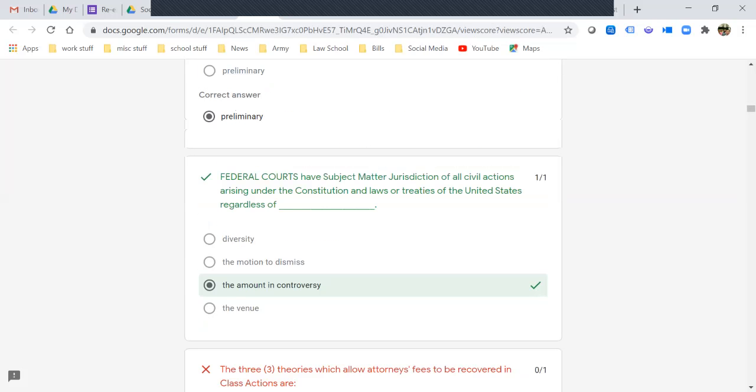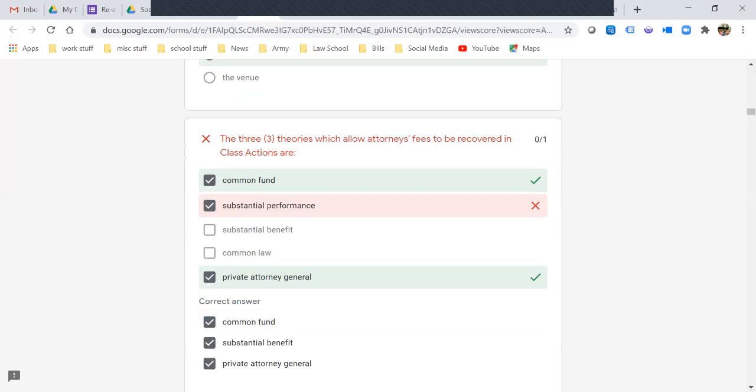Federal courts have subject matter jurisdiction of all civil actions arising under the Constitution, laws, or treaties of the United States, regardless of, correct answer would be, the amount in controversy. So federal courts have subject matter jurisdiction, and they don't have to satisfy the amount in controversy, which is $75,000 and a penny. They don't need that because it's a federal question.